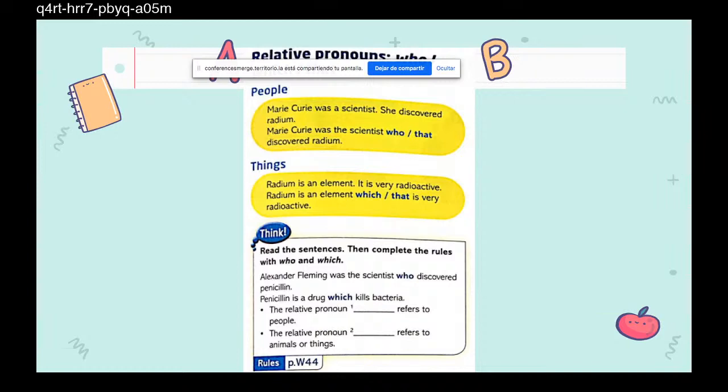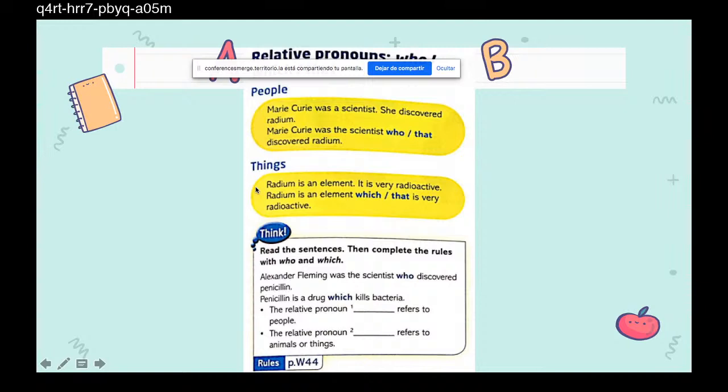Over here it says, as an example, Marie Curie was a scientist and she discovered radium. So she makes reference to Marie Curie. Instead of having two sentences, I can join them in one. So I can have that Marie Curie was a scientist who or that discovered radium. And radium is an element and it is very radioactive. We have two sentences. It makes reference to radium, so instead of having two sentences, we have one joined by the relative pronoun which or that.